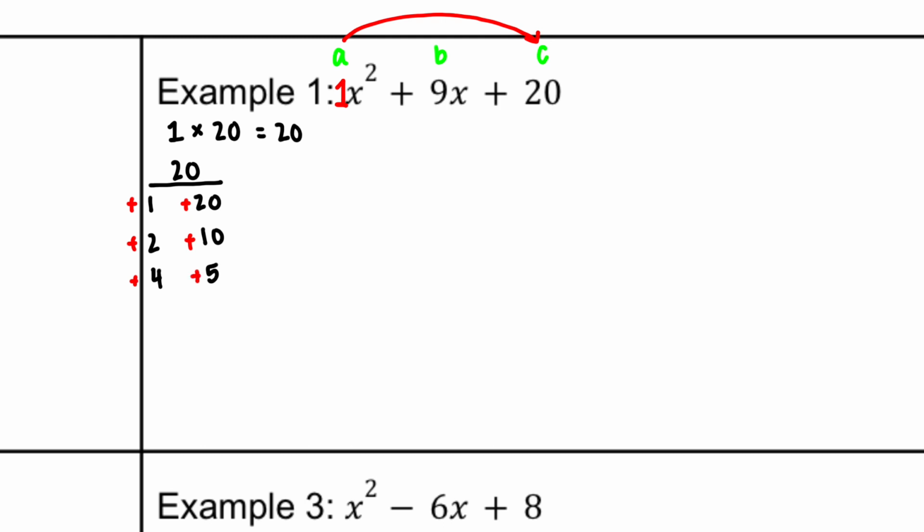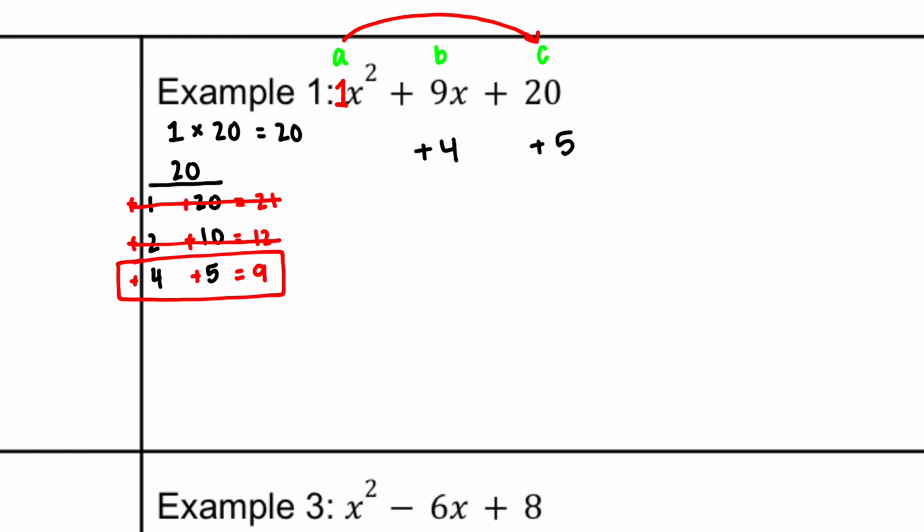But I need the numbers to add up to that middle term of positive 9. So when I do that, I have 1 plus 20 gives me 21, so I'm not using that. 2 plus 10 gives me 12, so I'm not using that. 4 plus 5 does give me 9, so that tells me I'm using a positive 4 and a positive 5. Once you have found your factors, you're going to go ahead and write them over here. So I'm going to write a positive 4, a positive 5.